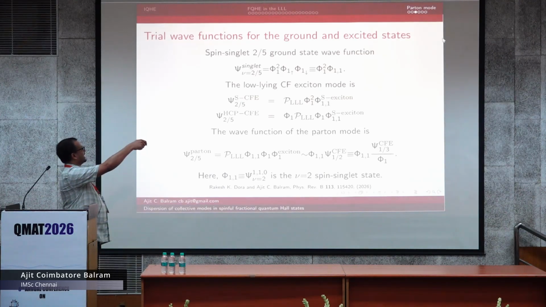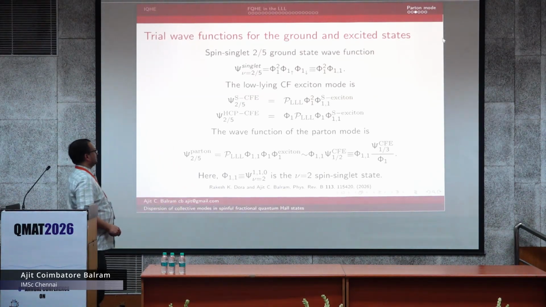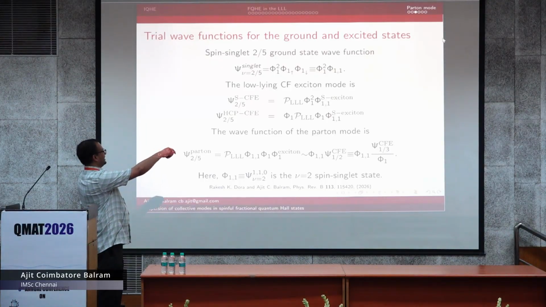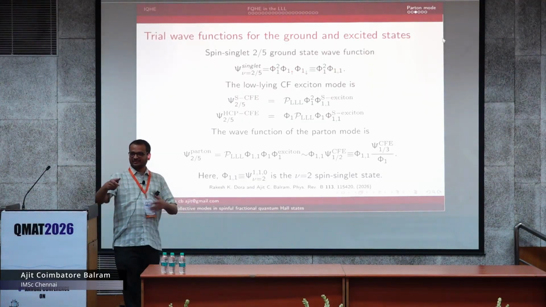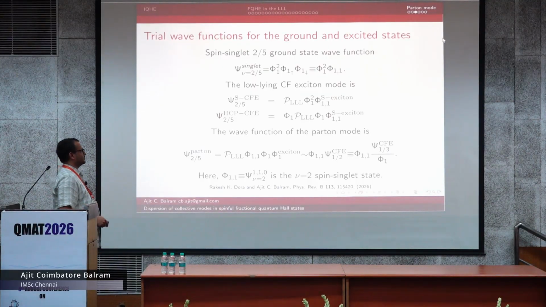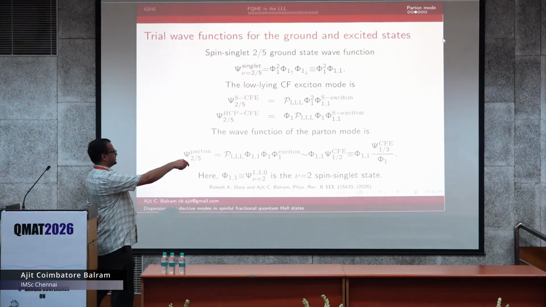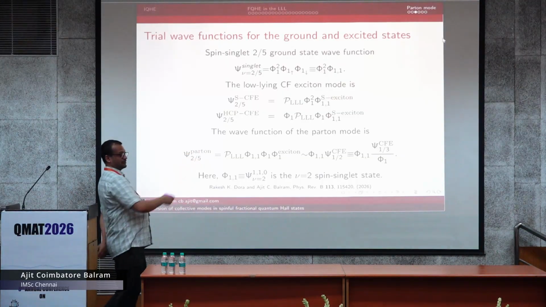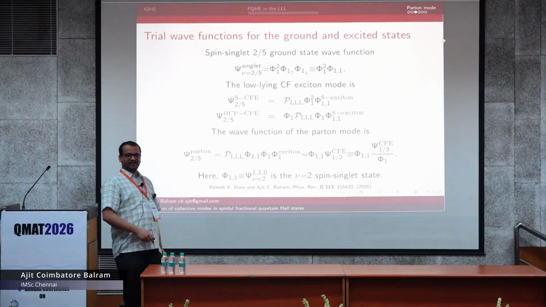So one can write down trial wave functions to capture the ground and excited states at filling factor 2/5. So firstly, let's go to the ground state. The ground state is fairly straightforward. You take the wave function of nu equal to 2 singlet, which I write as phi 1 up, phi 1 down. And to that, you multiply by phi 1 squared, which is this Laughlin-Jastrow vortex attachment to turn the integer Hall state to a CF state. The low-lying composite fermion exciton mode is you just take the integer Hall state at nu equal to 2 and you create a symmetric exciton in that.